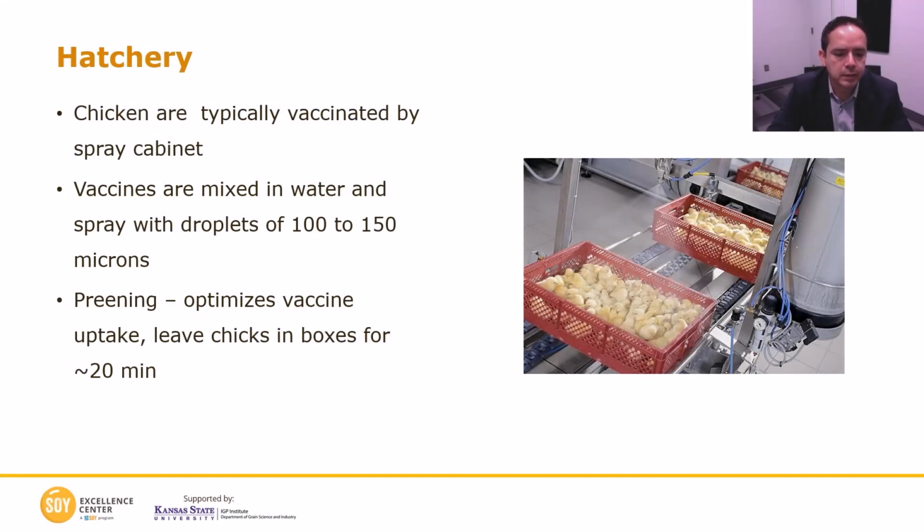Then, the chicks that were not vaccinated in ovo can be vaccinated with a spray cabinet, as you can see in this picture. Vaccines are mixed in water and sprayed with droplets of around 100 to 150 microns. Then through preening, the vaccine's uptake is optimized. So it's important to leave chicks in boxes for around 10 minutes so they can preen each other.